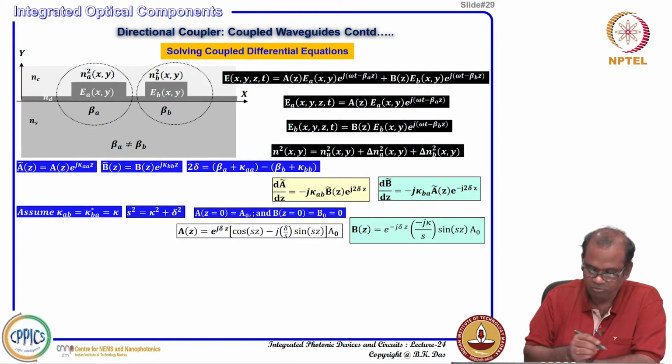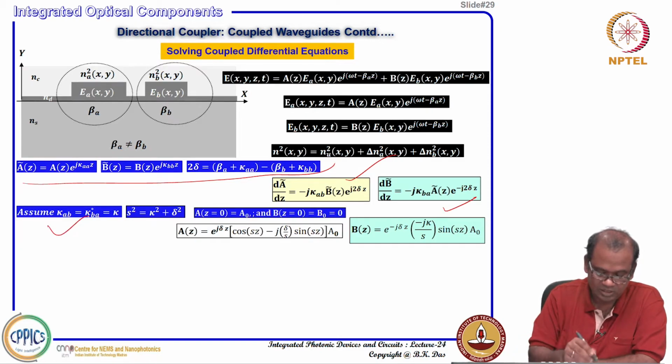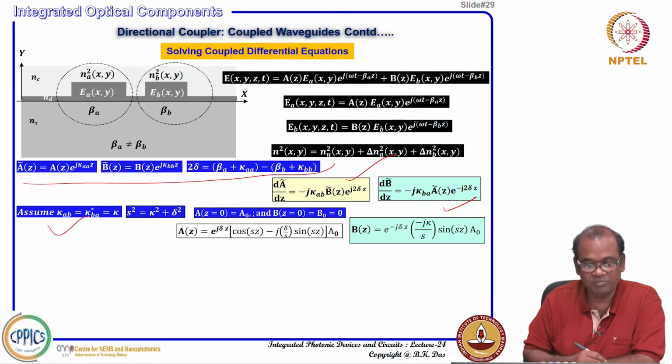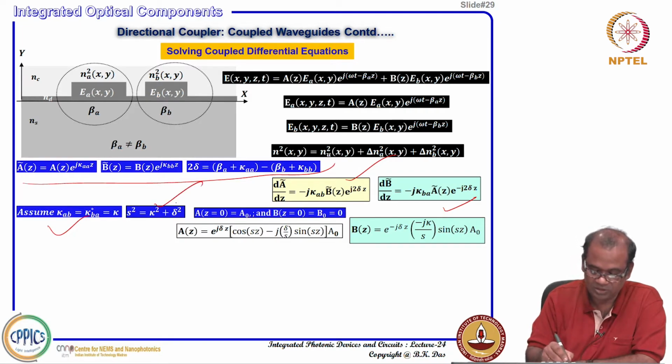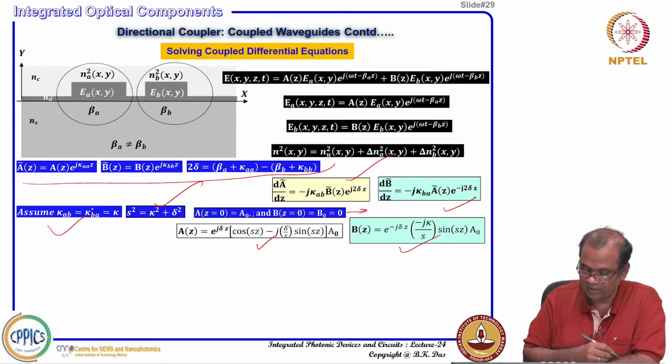Good. So, we have again written down everything we have considered so far: the coupled equations, the assumption kappa A B equal to kappa B star B A star, and this initial condition assumed. That means one of the waveguides you are launching, and in the other waveguide there is nothing at the beginning at z equal to 0. Then, as it propagates, you can get the amplitude in waveguide A and the amplitude in waveguide B.